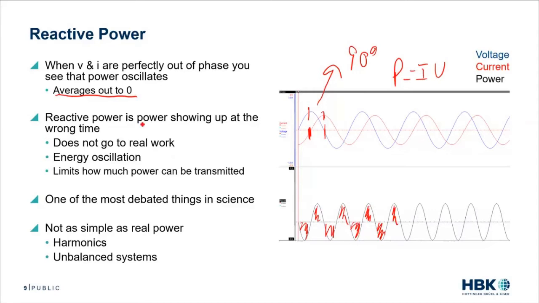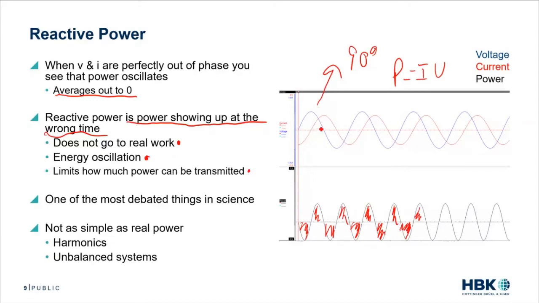So reactive power, at the simplest definition, is power showing up at the wrong time. It's getting to the load, but it's a day late and a dollar short. It does not go towards any real work. So reactive power doesn't do anything real. It's literally an energy oscillation. And we can see that. Again, we have that negative power, positive power. We average to zero. And the important thing about reactive power, and there's several important things, but the big one is it limits how much power can be transmitted.